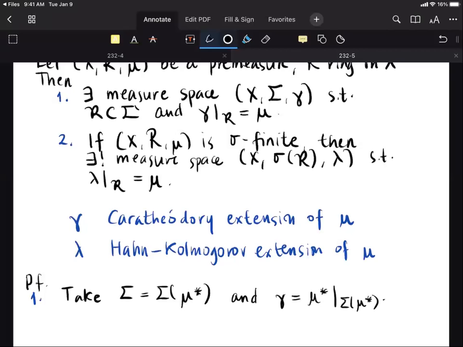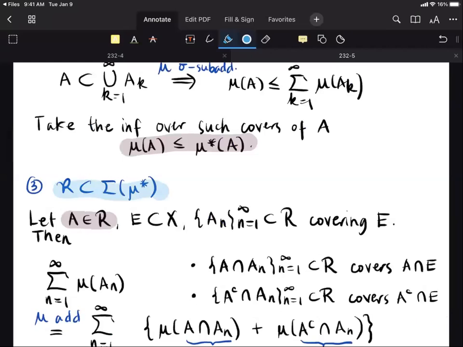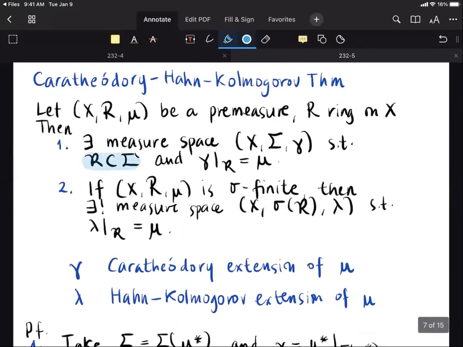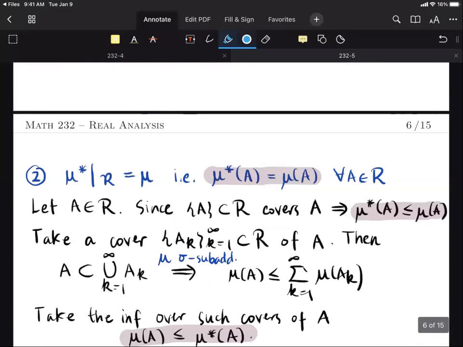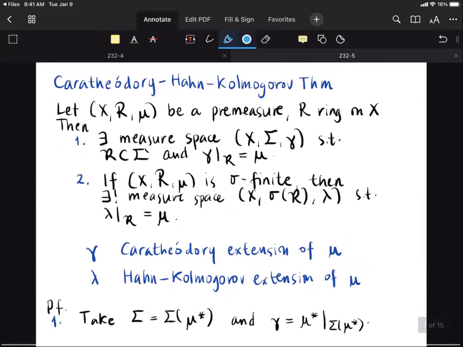Okay. And going back to the proof, are we sure that R is in sigma star? Yes, according to what we have established in the previous theorem as well. So we have this. How about the restriction? Okay. If you restrict the outer measure to the ring, we get the pre-measure. So the first statement of the Caratheodory-Hahn-Kolmogorov theorem can be established by simply taking the sigma algebra to be the collection of all measurable sets induced by the outer measure mu star corresponding to the pre-measure mu. And the measure gamma is obtained by restricting the outer measure to the measurable sets.